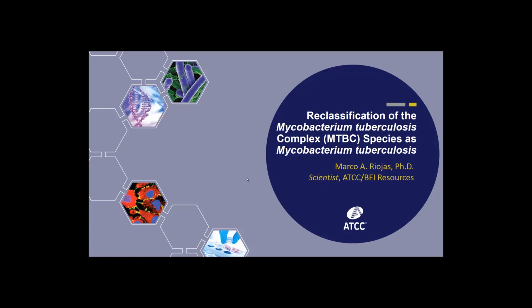Thank you, Kara. This webinar will focus on a paper that ATCC recently published in the International Journal of Systematic and Evolutionary Microbiology, or IJSEM. The title of our paper is Phylogenomic Analysis of the Species of the Mycobacterium tuberculosis complex demonstrates that Mycobacterium africanum, Mycobacterium bovis, Mycobacterium caprae, Mycobacterium microti, and Mycobacterium pinnipedii are later heterotypic synonyms of Mycobacterium tuberculosis. It can be found in the January 2018 issue of IJSEM.